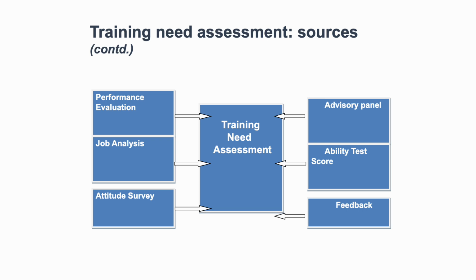Regular feedback from your colleagues, regular feedback from your seniors and supervisors also suggests that certain training is needed. You need some kind of training in the organization for the achievement of goals in the organization. So this is how training need is identified. These are the sources of training needs.